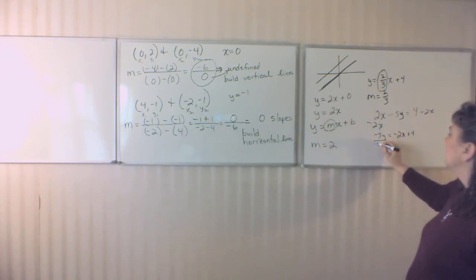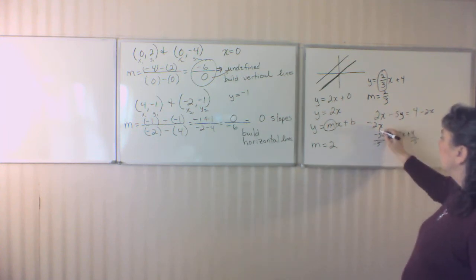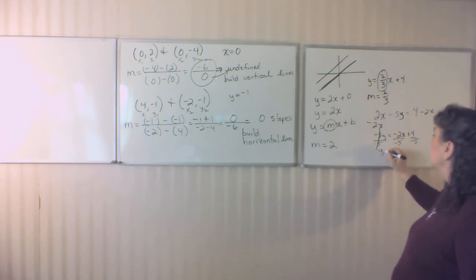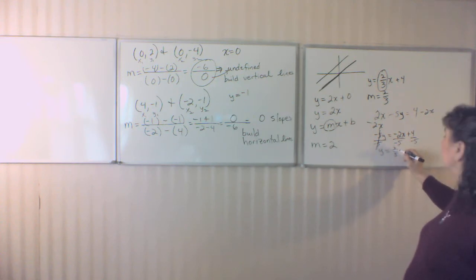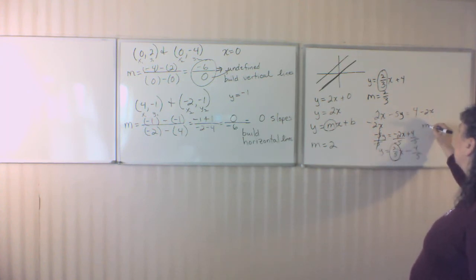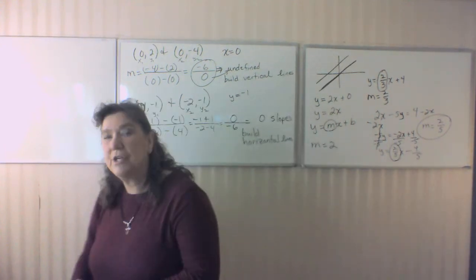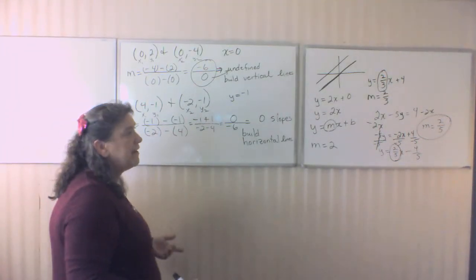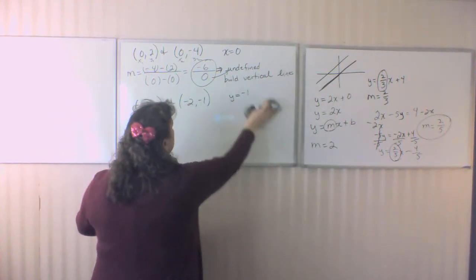Now divide by that negative 5, and you have to divide everything by that negative 5, making a 1 there. So y is equal to 2/5, because a negative divided by a negative is positive. 2/5 x minus 4/5. My slope is right here. So m is equal to 2/5. So I can calculate the slope from a standard form equation and get to what I need to find the slope of that equation. Now, one more thing you need to know.